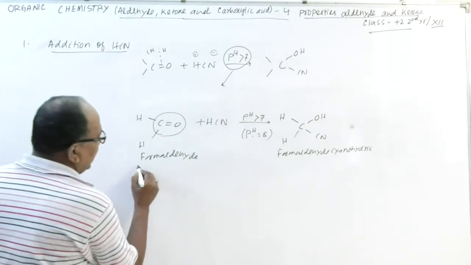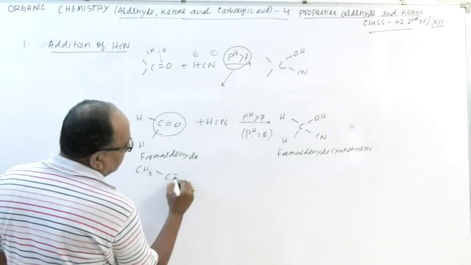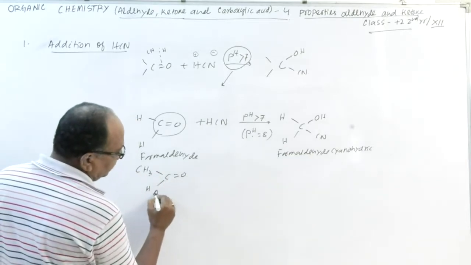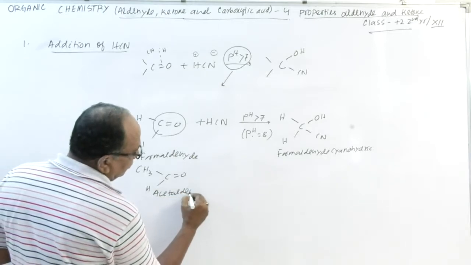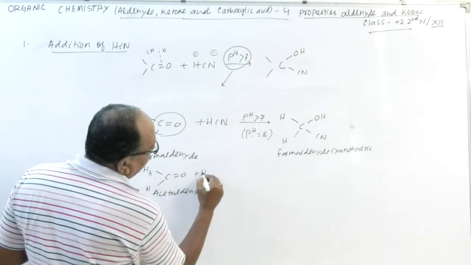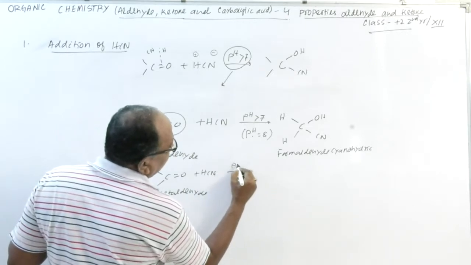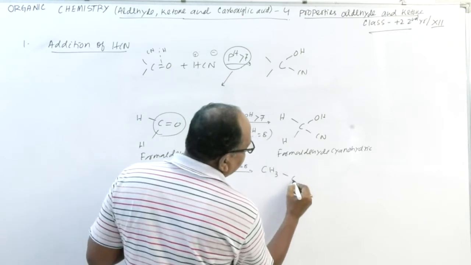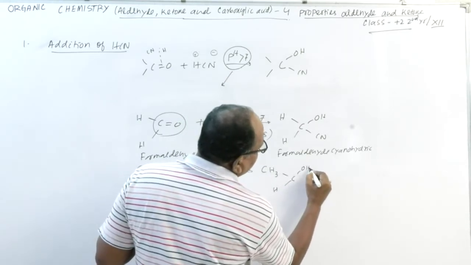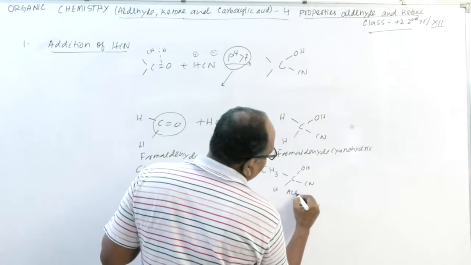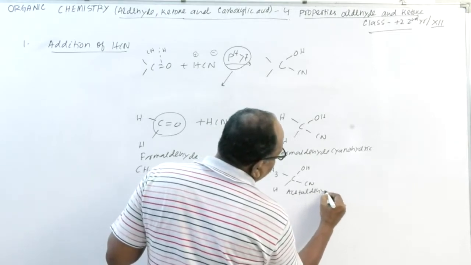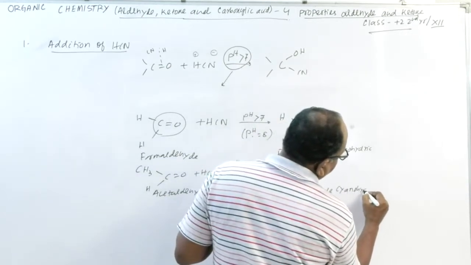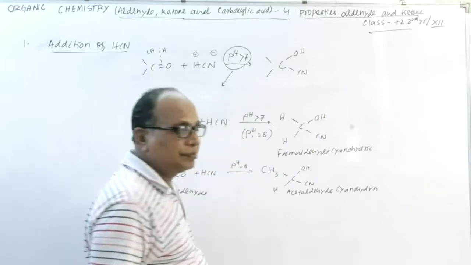Suppose you take acetaldehyde, CH3CHO. This acetaldehyde reacts with HCN at pH 8. It gives you CH3CH(OH)CN. This is acetaldehyde cyanohydrin.